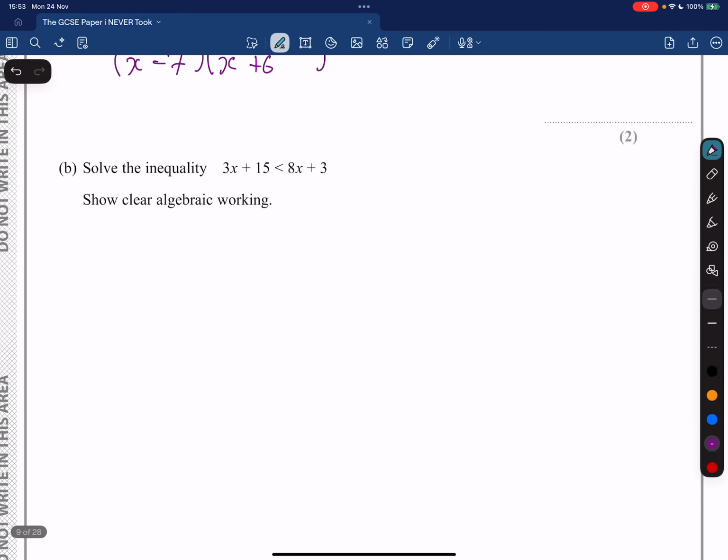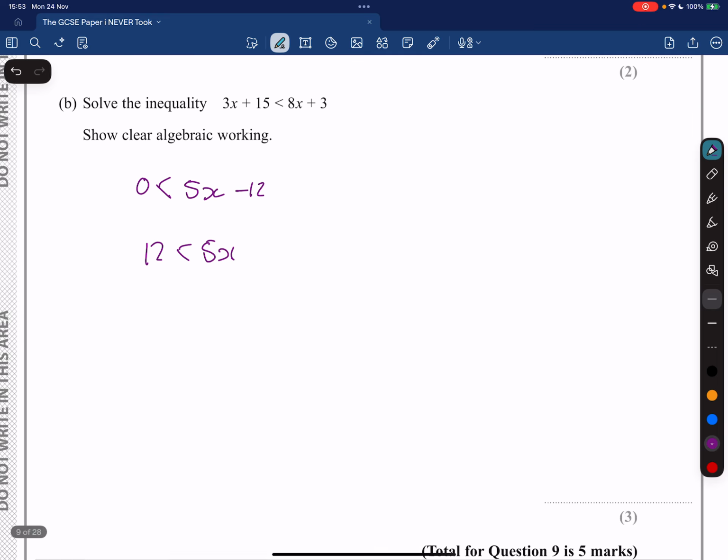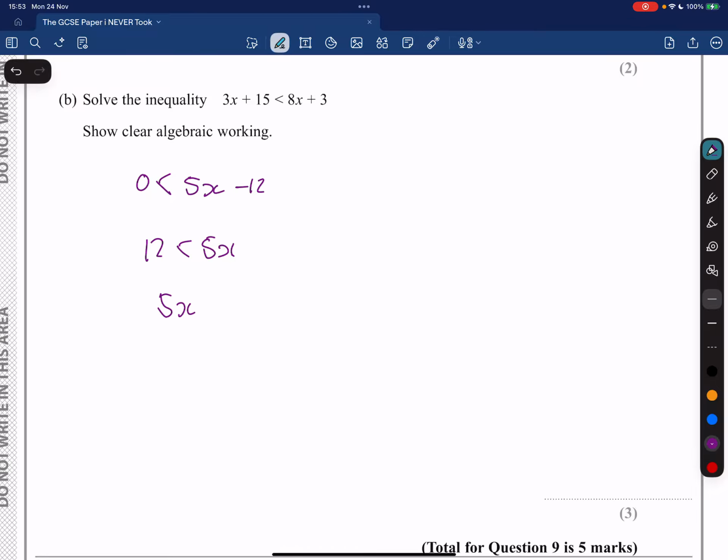There we are. Solve the inequality 3x plus 15 is less than 8x plus 3. So let's make 0 less than 5x, 3 minus 15 is minus 12. So minus 12 is less than 5x. Oh, it's greater than, sorry. 5x is greater than 12, so x is greater than 12 over 5.